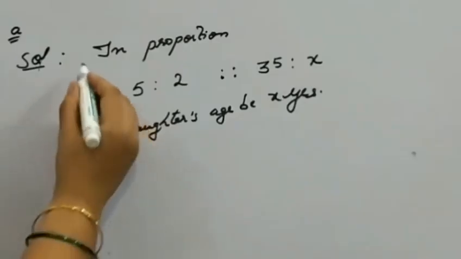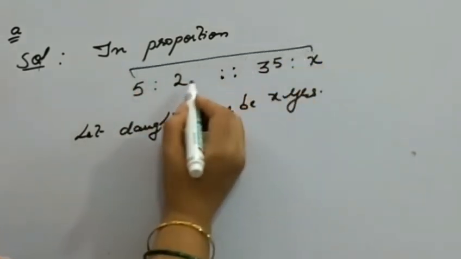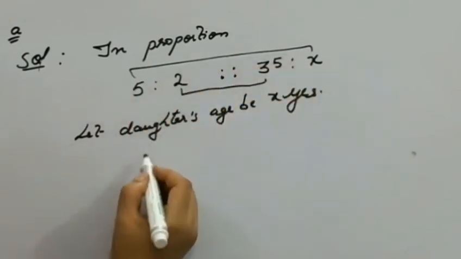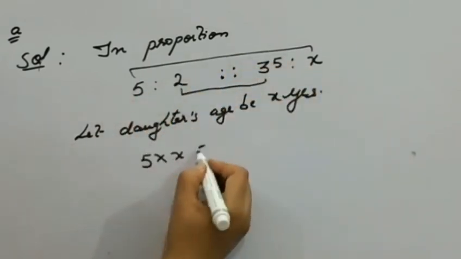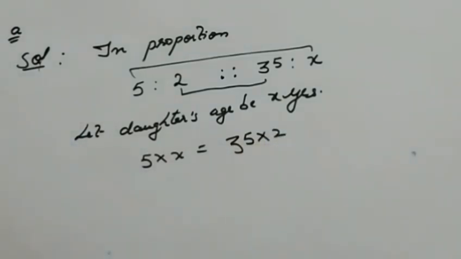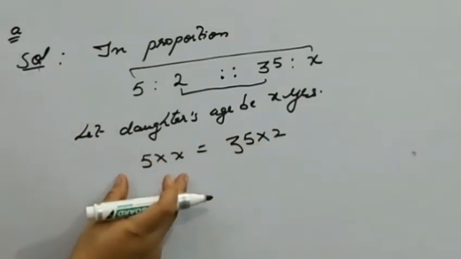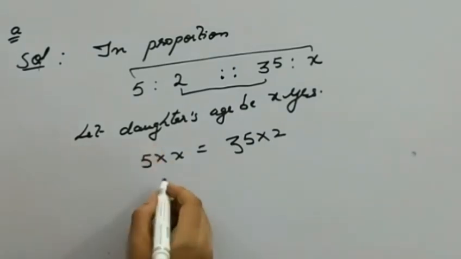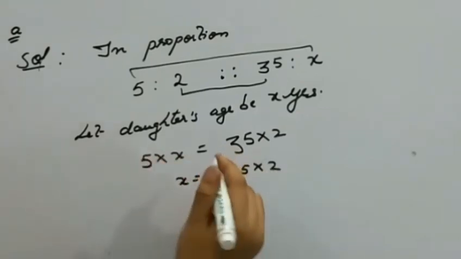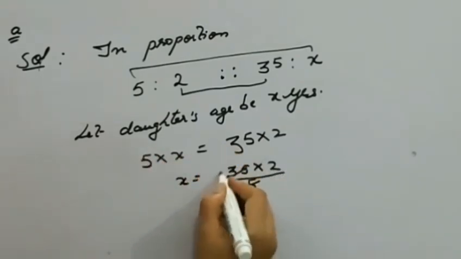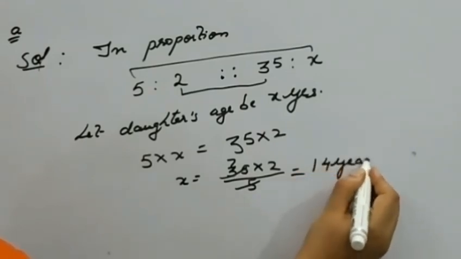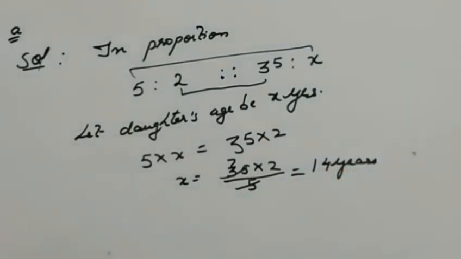Now let's proceed. In proportion, the product of extremes is always equal to the product of means. 5 into x equals 35 into 2. As I told you, while doing the multiplication, the product containing x is always kept to the left. Next step, x equals 35 into 2 divided by 5. So 7 times 2 equals 14 years. Hence, the daughter's age is 14 years.